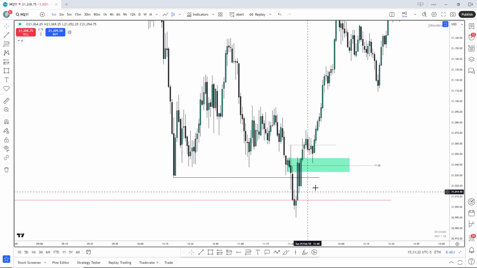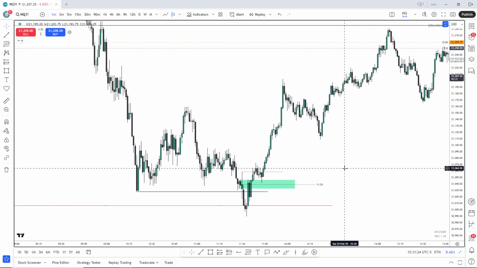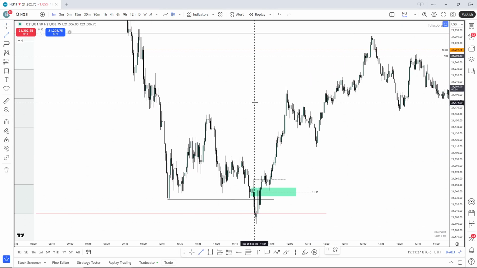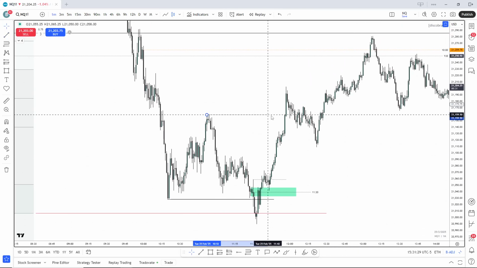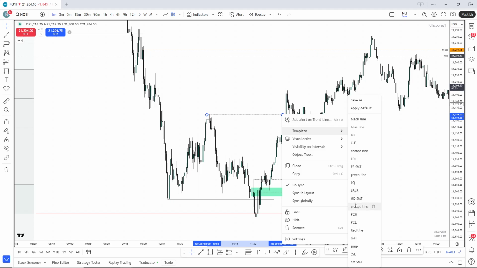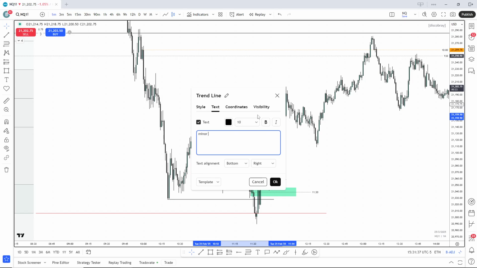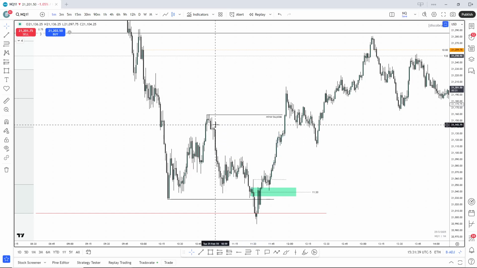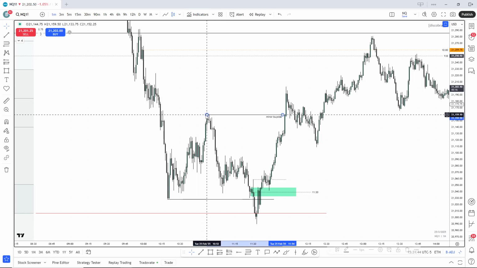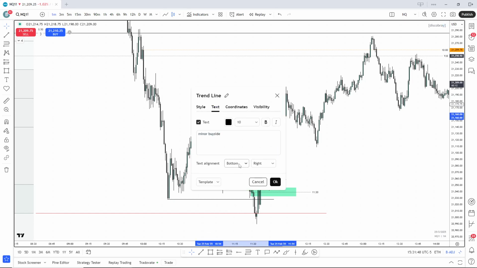So let's see where we can look for potential draws. So short-term liquidity is going to be this high. Okay. Just mark that in black. We'll call that minor buy side. This is the current swing high. This is the high of the 15-minute breaker that we anticipate to be formed.